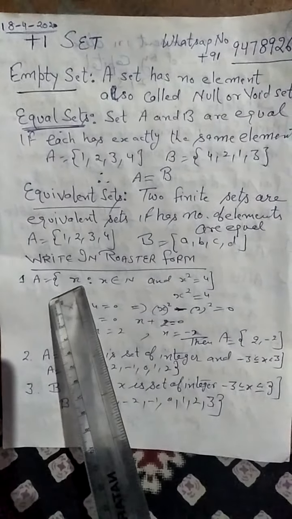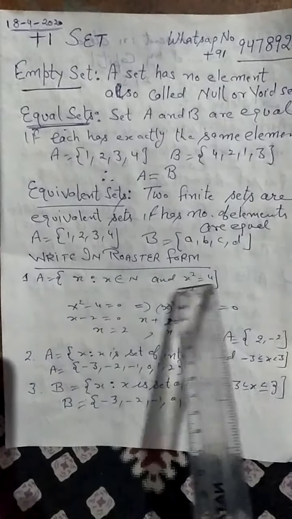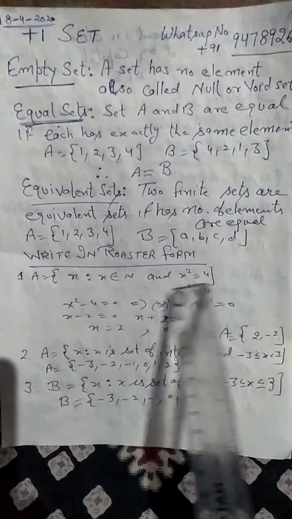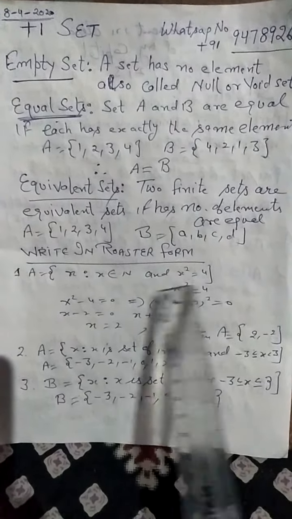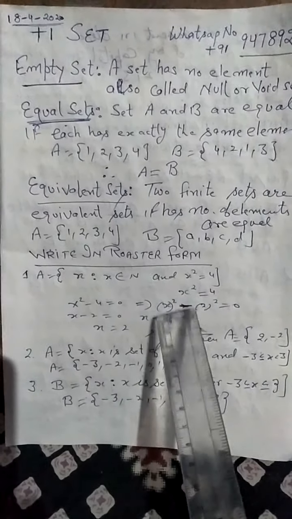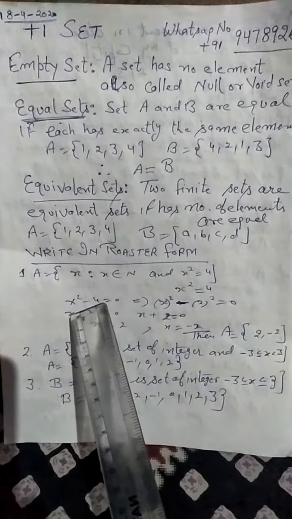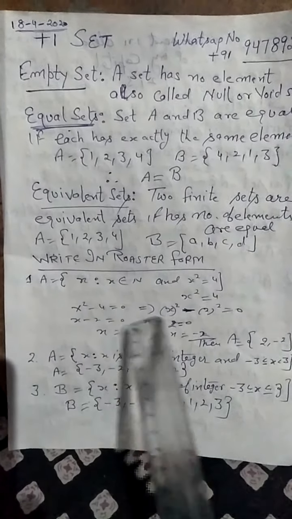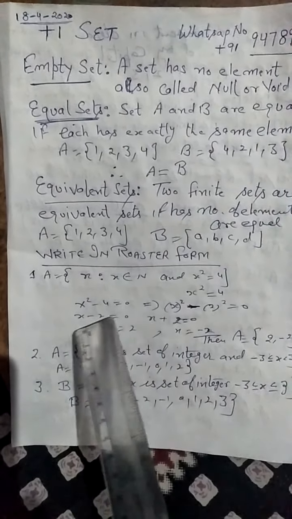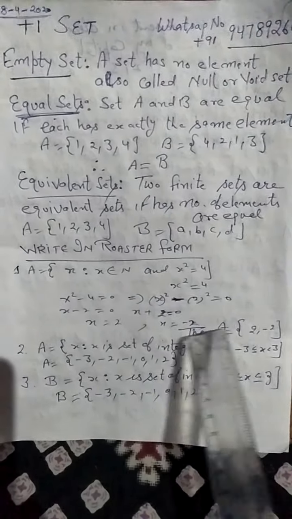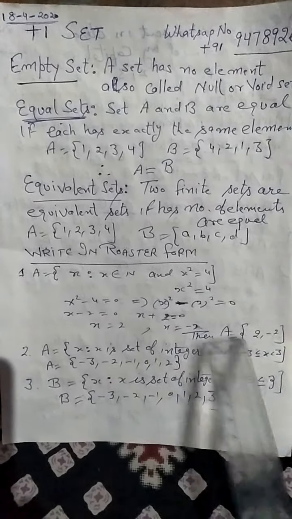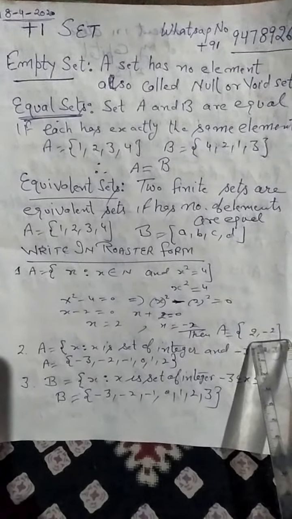Now a set represented in set builder form: x belongs to natural numbers, x squared is equal to 4. You have to solve for the value of x. Take 4 to the left hand side: x squared minus 4. It's a squared minus b squared, using the property of factorization, (a minus b)(a plus b). So x is equal to 2, x is equal to minus 2. So the value of this set in roster form is 2, minus 2.